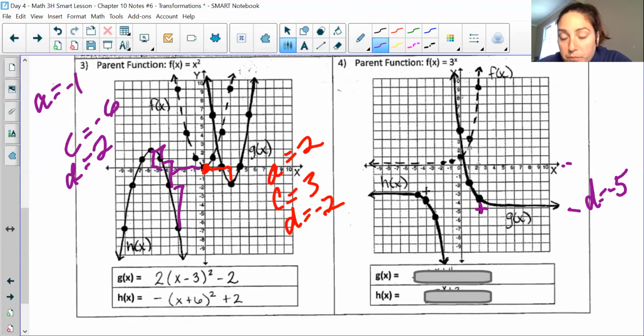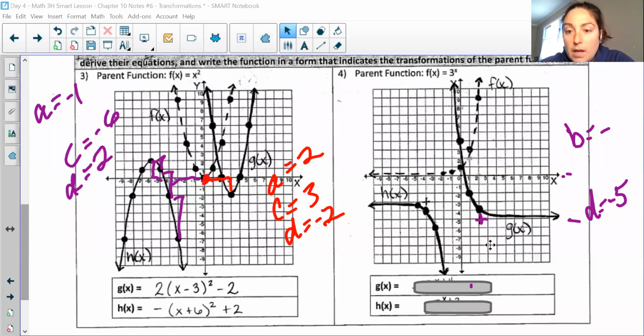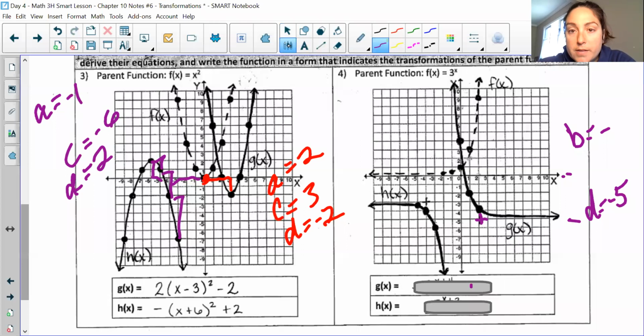And it looks also like we have a reflection over the y-axis. So that means our b value is going to be negative. And we also have a horizontal shift of right 2, because we see how the point that was on the y-axis is now shifted to the right 2 here. So that means our c value is 2.